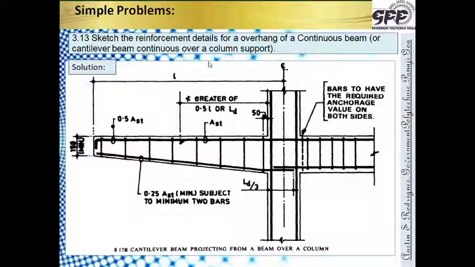Taking the next one, sketch the reinforcement details for an overhang of a continuous beam, or a cantilever beam continuous over a column support. Now that's the column support. The cantilever beam projects out. Everything is the same, just like the previous one. Only thing is, the development length will be continued in a straight line over here behind, in the beam. Rest everything is the same, providing this particular distance over here, which will be 0.5 L or equal to LD, whichever is greater. Down over here we are providing 1/4 of the steel which is required here, and this still continues in the support by a distance of LD by 3. So this is what we have to note.